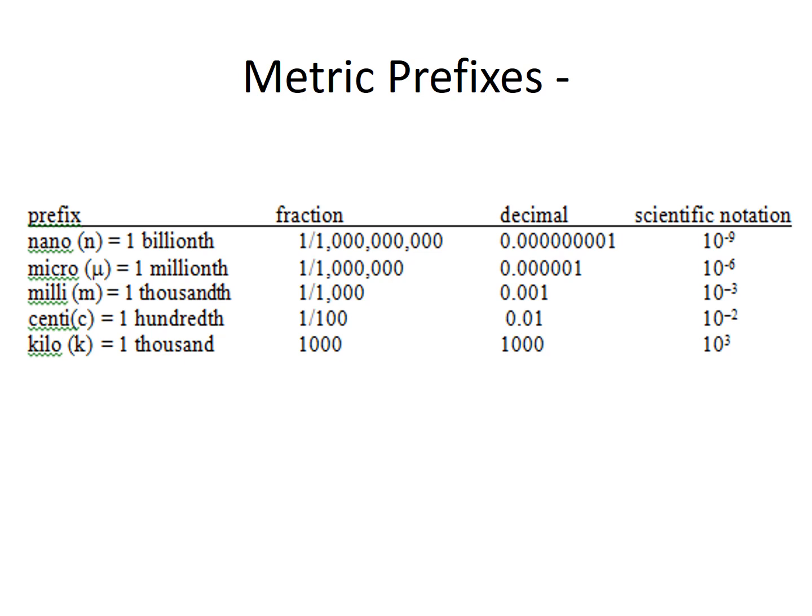This chart shows a relationship between the meter, liter, or gram and other metric units. A nanogram is 1/1000th of a gram. A milliliter is 1/1000th of a liter. A kilometer is 1,000 meters.